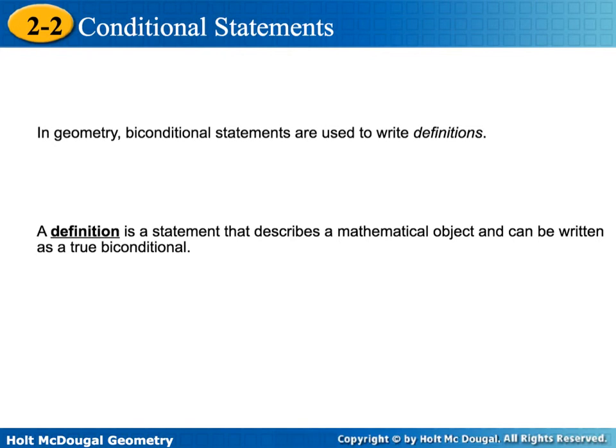In geometry, biconditional statements are used to write definitions. So your third buzzword is definition. The definition for a definition is a statement that describes a mathematical object and can be written as a true biconditional. So we're not just going to say like a book is something with words in it. We're going to say with deeper meanings to it, to where only certain things can happen. And we'll get into that with more and more examples in class.